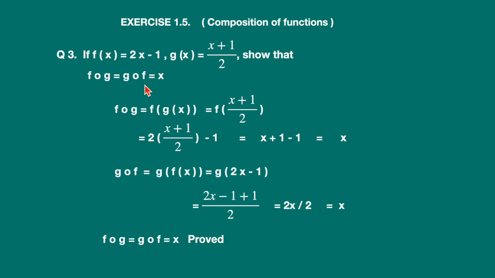Now let's find out gof. gof is equal to g of f(x). Write down f(x), 2x minus 1. Okay, now we have to find g at 2x minus 1. g at x is (x plus 1) upon 2. So wherever x is there, substitute with 2x minus 1. So this becomes (2x minus 1 plus 1) upon 2. Minus 1 plus 1 will cancel. 2x upon 2 is equal to x. So fog is equal to gof is equal to x. Proved.